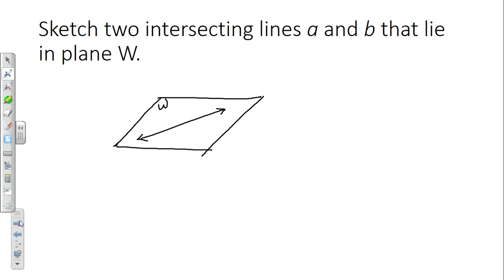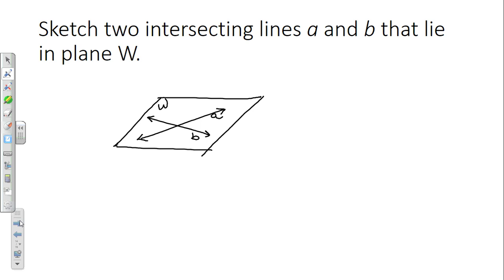We don't want to confuse people. So plane W, and then a line a, lowercase a for line names, a line b, and they're intersecting, and they're on the plane. And it doesn't tell us what the point of intersection is, so we don't have to label the point where they crossed. Not too bad, right? Easy.